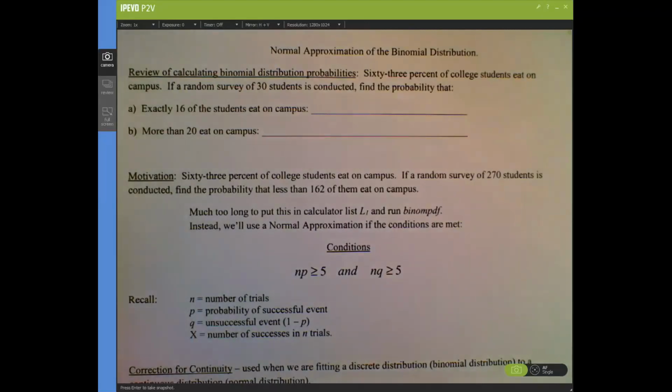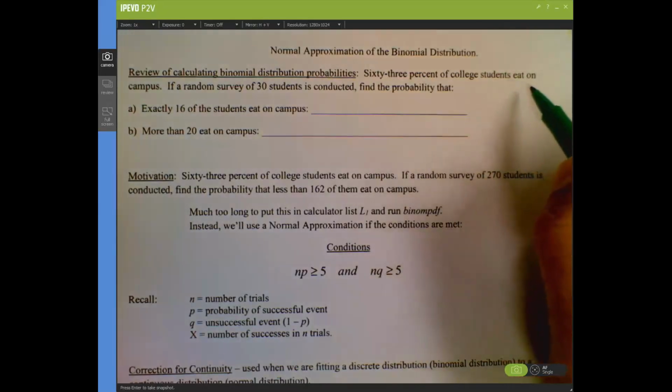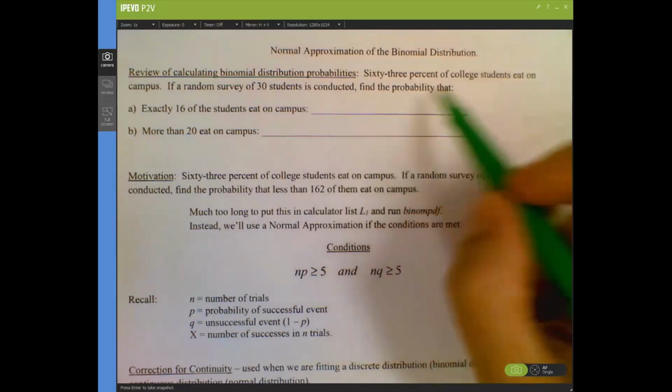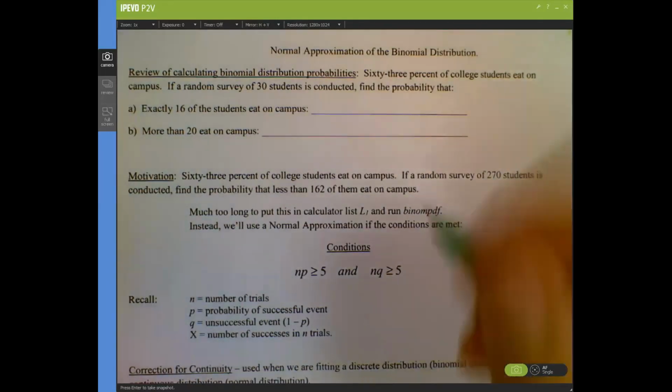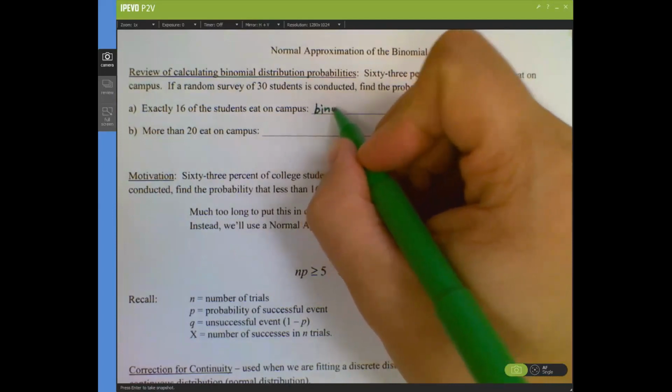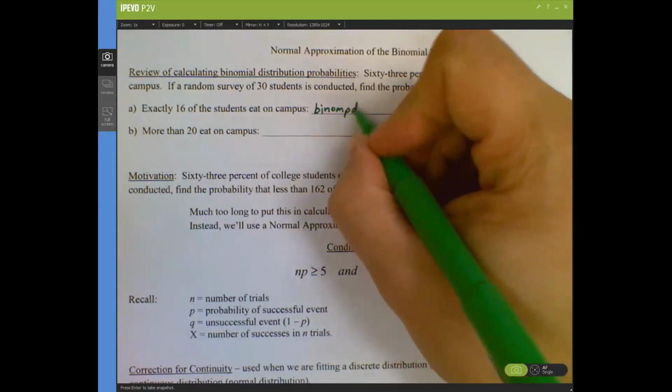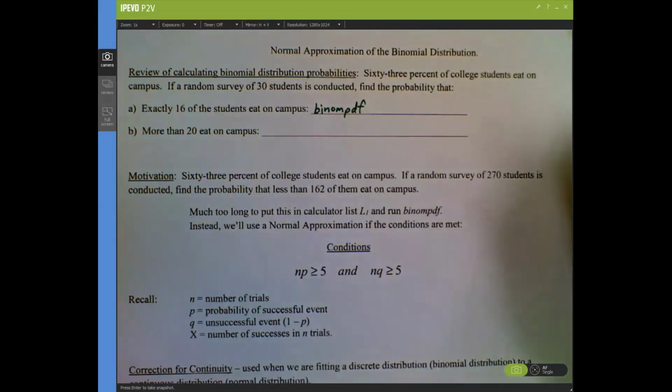Okay, this section of notes is on using a normal distribution to approximate a binomial distribution. So let's start with a review scenario, and then we'll see why we want to use this normal approximation. All right, 63% of college students eat on campus. If a random survey of 30 students is conducted, find the probability that exactly 16 of the students eat on campus.